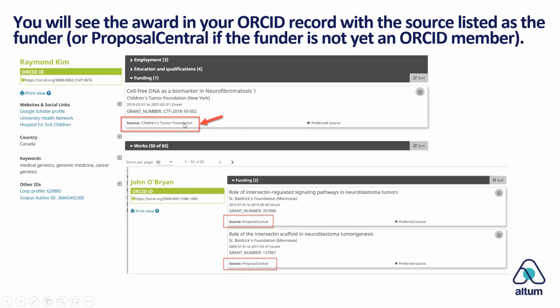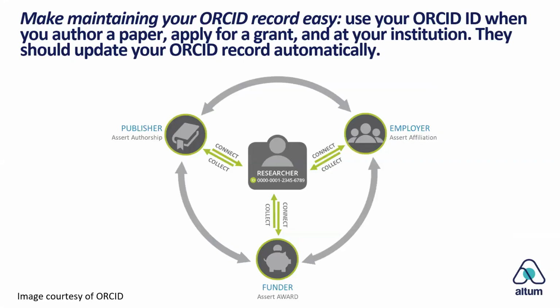The Children's Tumor Foundation is a member of ORCID, St. Baldrick's is not, but both of them in the record show who the funder is that you got the award for. It's just that the source is different, either the platform or the funder themselves. So the big advantage here, and I bring this up because we want this to be easy, is that ORCID has set it up so that any place you use those ORCID credentials and allow the system to do that update, they'll update your ORCID record for you.